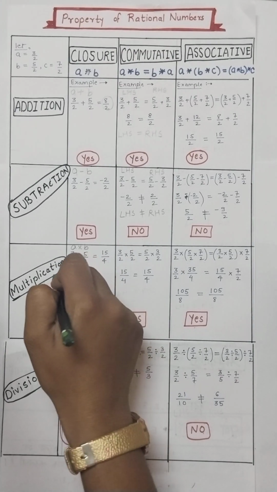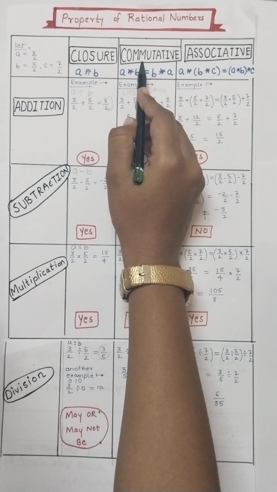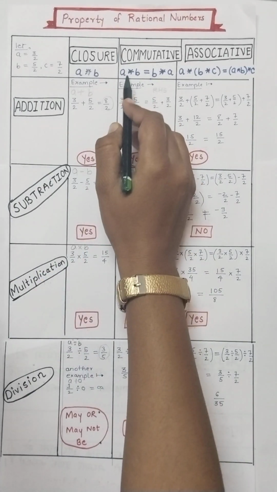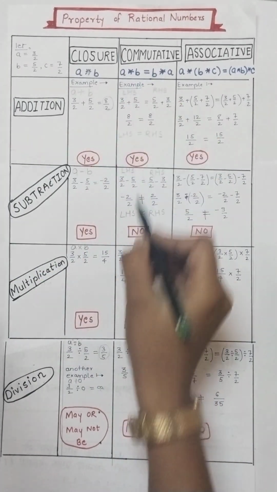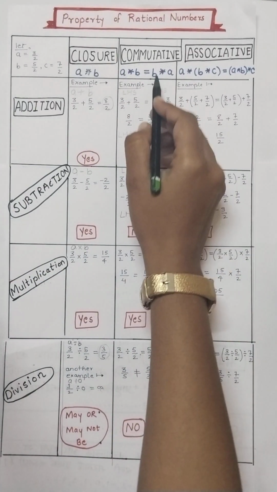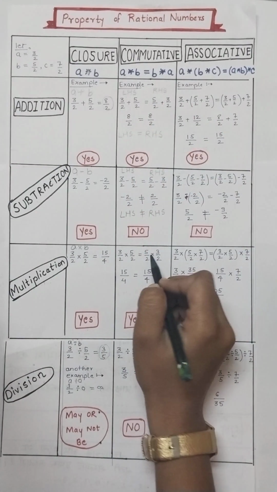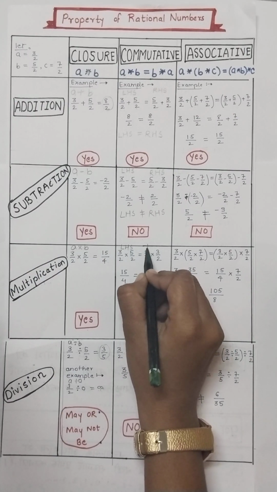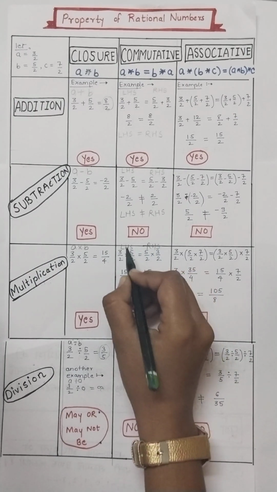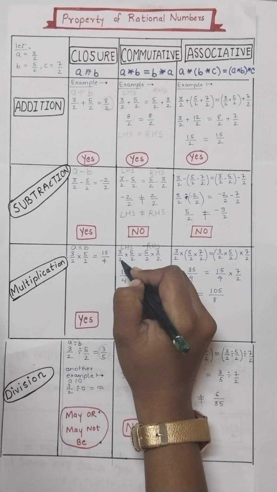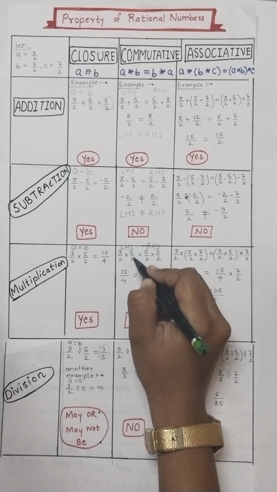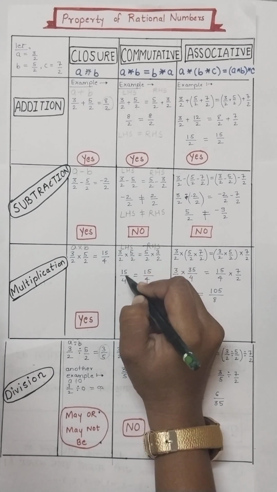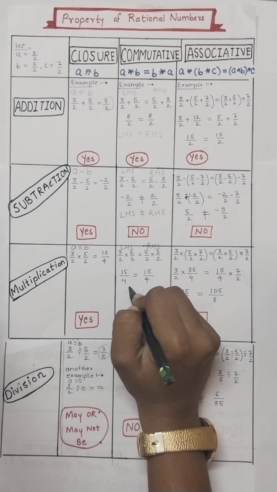Now next we will see the commutative property for multiplication. In place of the asterisk we will take multiplication. So a multiplied by b will become our LHS, and b multiplied by a will become our RHS. This is our LHS, this is our RHS. So we put in the values: a is 3 by 2 multiplied by b, which is 5 by 2. When we multiply these two numbers, we get 15 by 4.